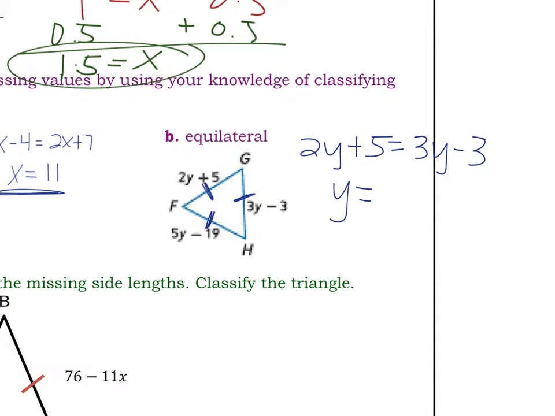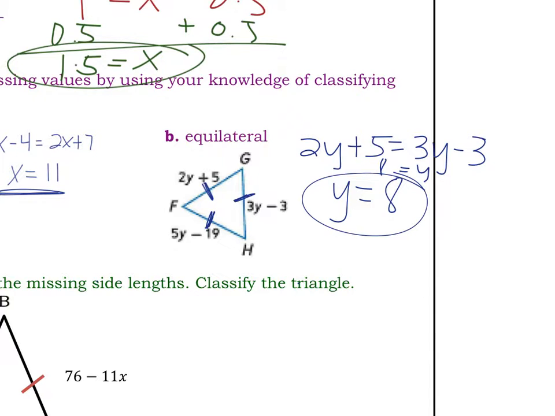So what is y equal? What did we get? Oh, 8. Yeah. You subtract 2, you're left with y equals 8. So if y is 8, it's going to be the same for all of them.